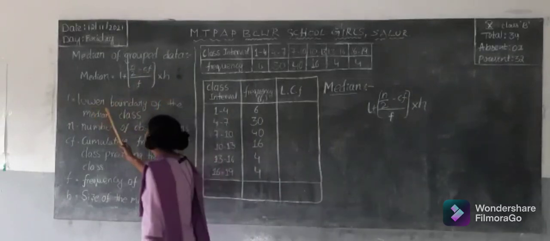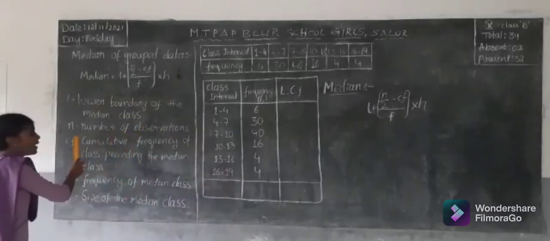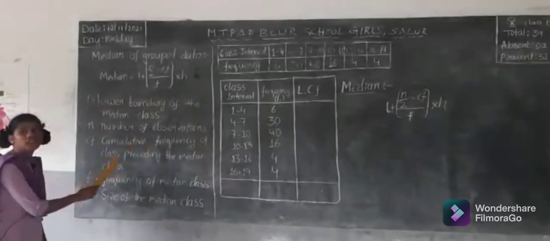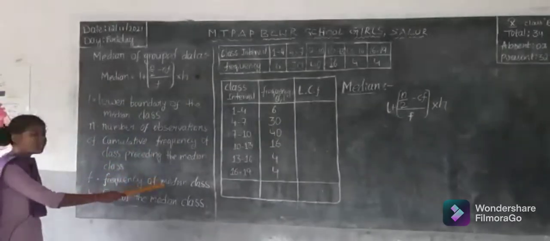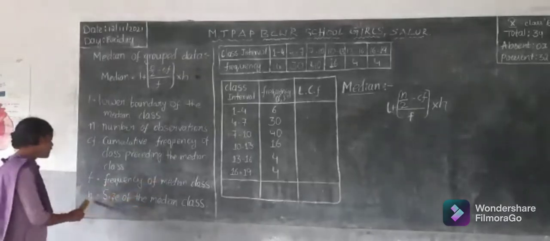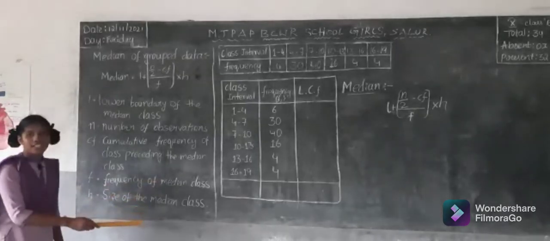L means the lower boundary of the median class. N means the number of observations. CF means the cumulative frequency of the class preceding the median class. F means the frequency of the median class. H means the size of the median class.